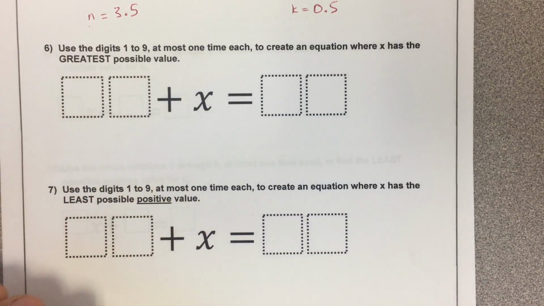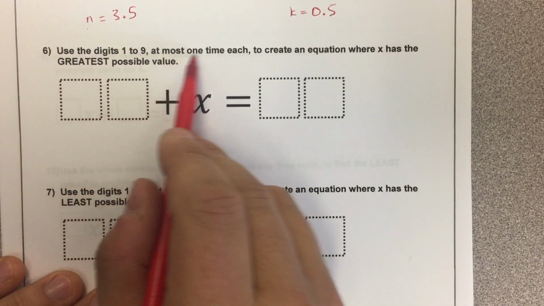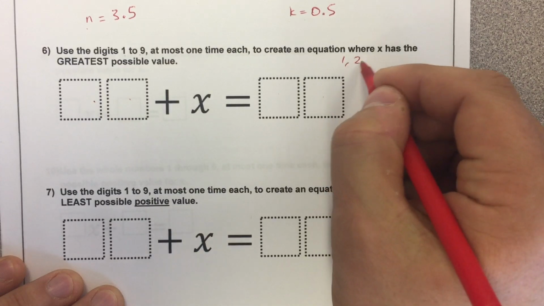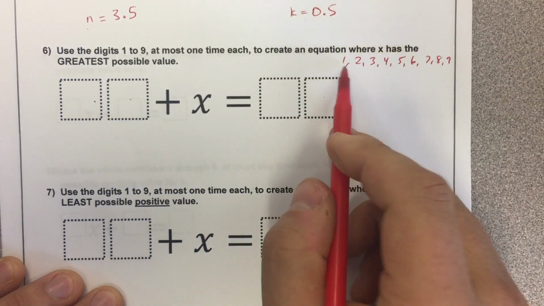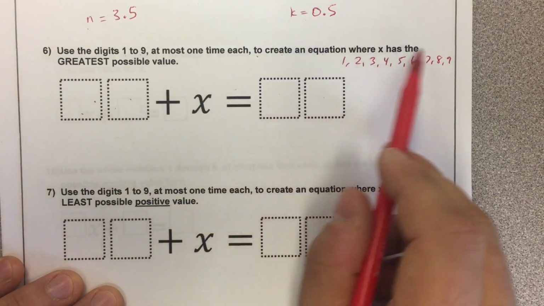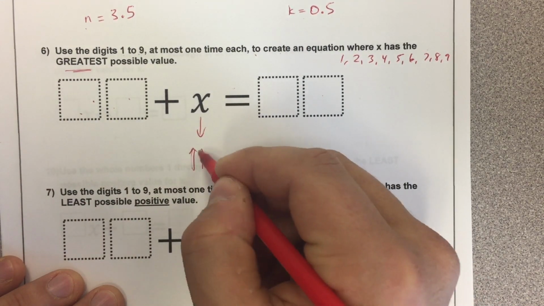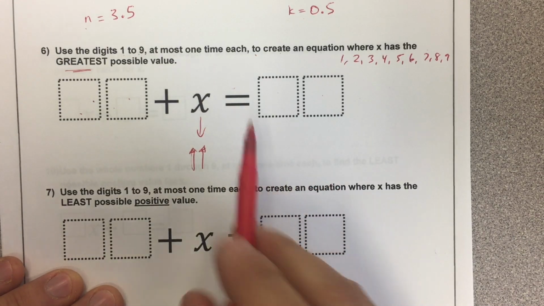Down in these questions here, these open middle questions, you want to use the digits 1 to 9 at most one time. Now this one here, there's actually only 4 spots, so if you have those numbers, 1, 2, 3, 4, 5, 6, 7, 8, 9, you can't use the same digit more than once in here. And you want to create an equation where x has the greatest possible value. So I want this one to be as big as possible. So you got to think about how this is going to be put together.